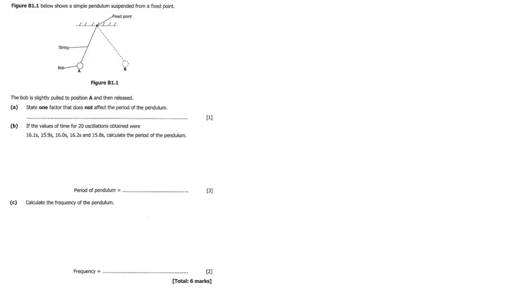So the question says that figure B1.1 below shows a simple pendulum suspended from a fixed point, as you can see in the figure that we have here. So we have the string, the bulb, and the two positions, that is A and B. Now the bulb is slightly pulled to position A and then released.